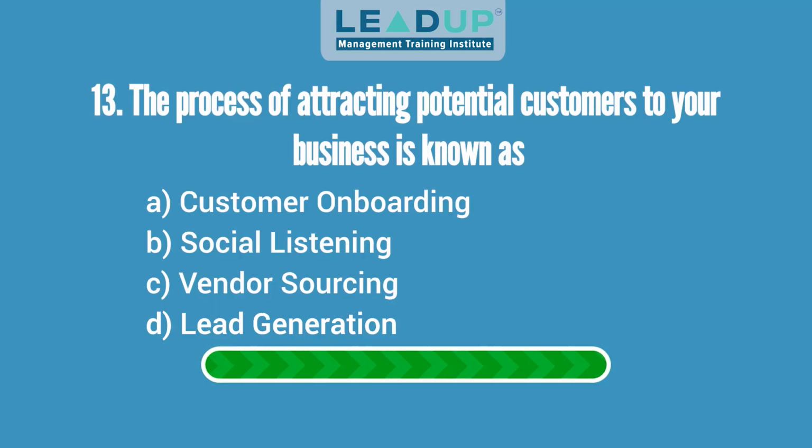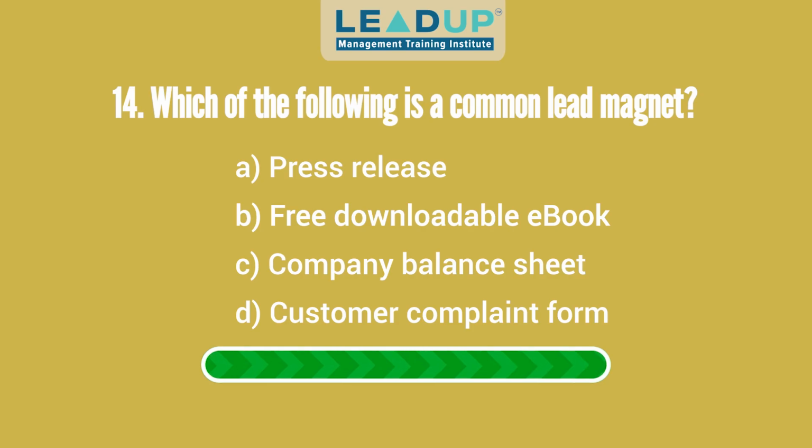Question 13. The process of attracting potential customers to your business is known as A. Customer onboarding, B. Social listening, C. Vendor sourcing, and D. Lead generation. Answer: lead generation.